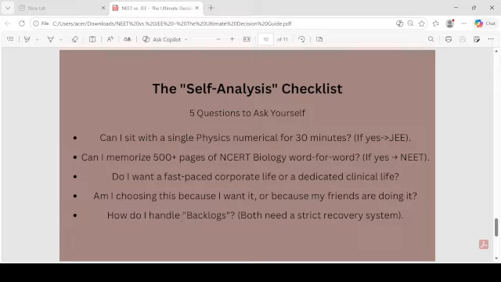And the last question is, how do I handle backlogs? Both need a strict recovery system. So if you want this, you have to become consistent and maintain your focus.